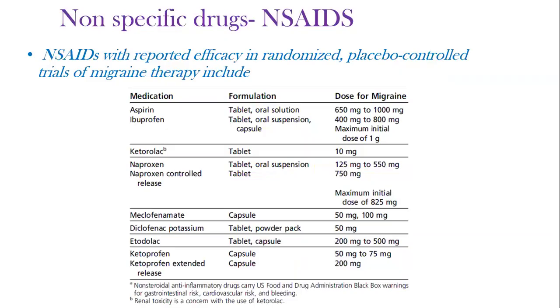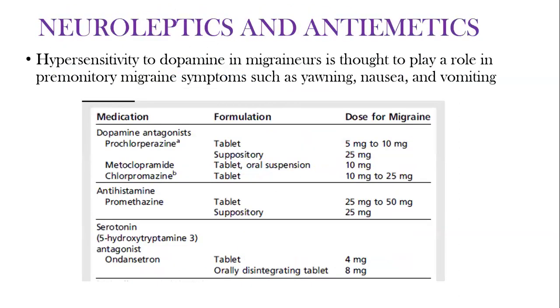In NSAIDs, commonly we use aspirin up to a dose of 1 gram, ibuprofen up to the maximum dose of 800 milligram, ketorolac 10 milligram tablet, you can give ketorolac up to 60 mg, naproxen available in 500 and 250 mg preparations, diclofenac sodium or ketoprofen. These are the common drugs used in an acute setting to prevent the attack. And second, if a patient is having severe symptoms like yawning, nausea, vomiting, we can use metoclopramide, promethazine, ondansetron is also useful.